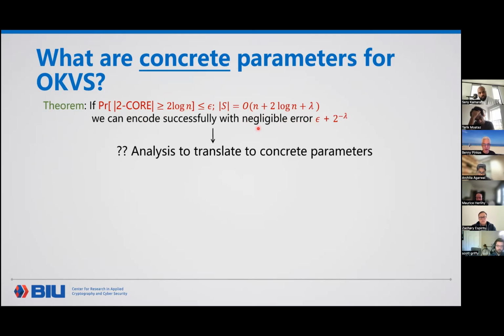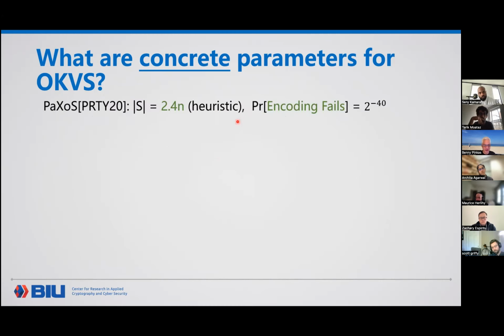Okay. Now we want to translate this to concrete parameters, because this is great. And again, this thing about the 2-core, we don't have a concrete analysis, so we don't know what to do. So in this previous work, we used heuristics with these huge experiments. And we found out that if we get a table size of 2.4n, then the probability of the encoding failing is like 2 to the minus 40. And this is for n in the range of a million or so.